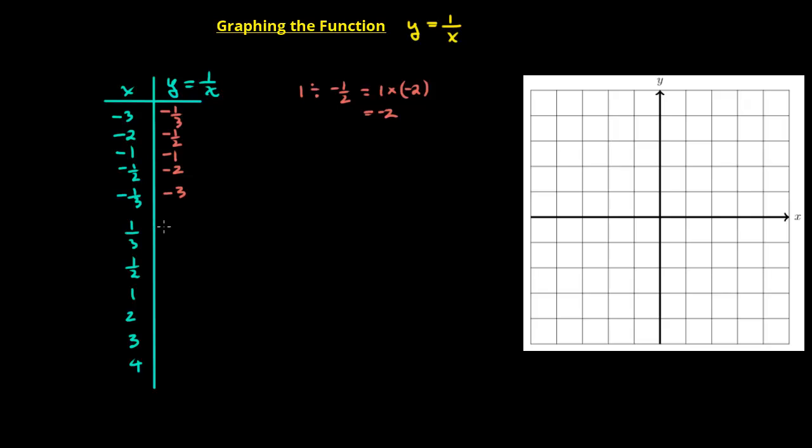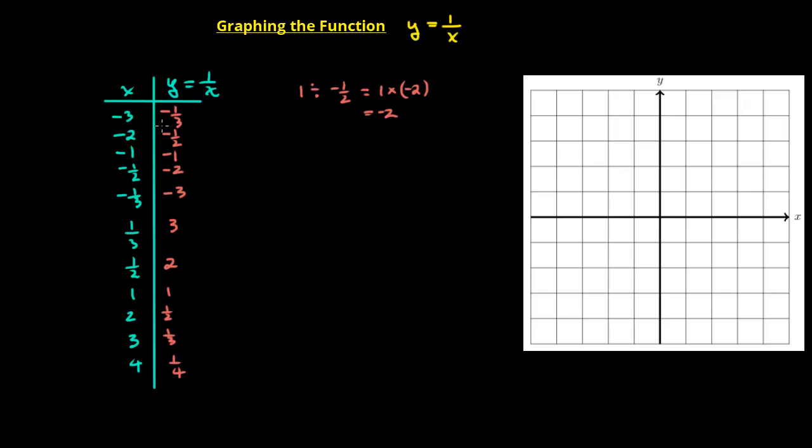1 divided by 1/3 would be +3. 1 divided by 1/2 would be +2. 1 divided by 1 is just 1. 1 divided by 2 is 1/2. 1 divided by 3 is 1/3. And 1 divided by 4 is 1/4. So now let's go ahead and plot all of these ordered pairs. It seems like there's a lot, but it's really not that bad.